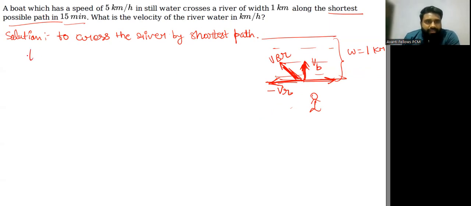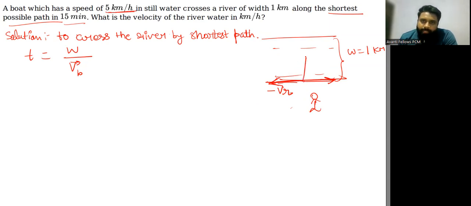So you can say that the time taken will be width upon the VB vector. VB is the resultant of VBR, which is in still water. Or let's say this is not VBR. Velocity of boat with respect to river should be in the perpendicular direction. So velocity of boat should be in this way. Okay. So we can calculate it by this method.